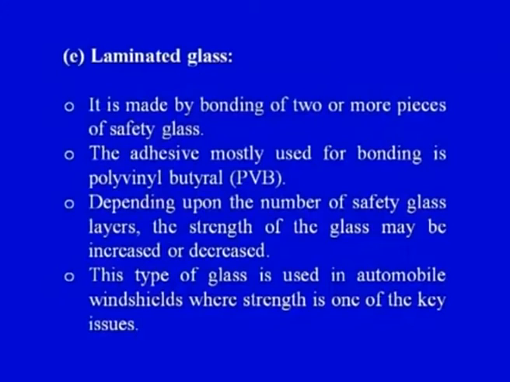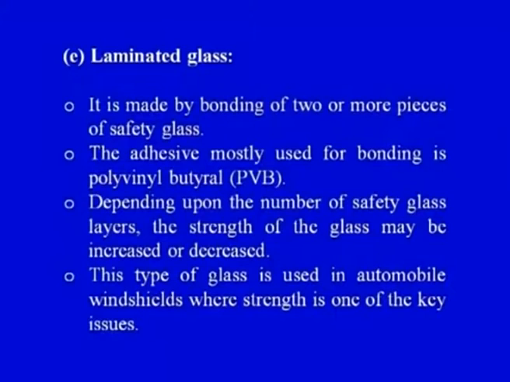So, this type of safety glass is again used for making laminated glass. It is made by bonding two or more pieces of safety glass. The adhesive most commonly used for bonding is polyvinyl butyral, PVB. Depending upon the number of safety glass layers, the strength of the glass may be increased or decreased. This type of glass is used in automobile windshields, where strength is one of the key issues. So, laminated glass is used in many automobiles as windshields.